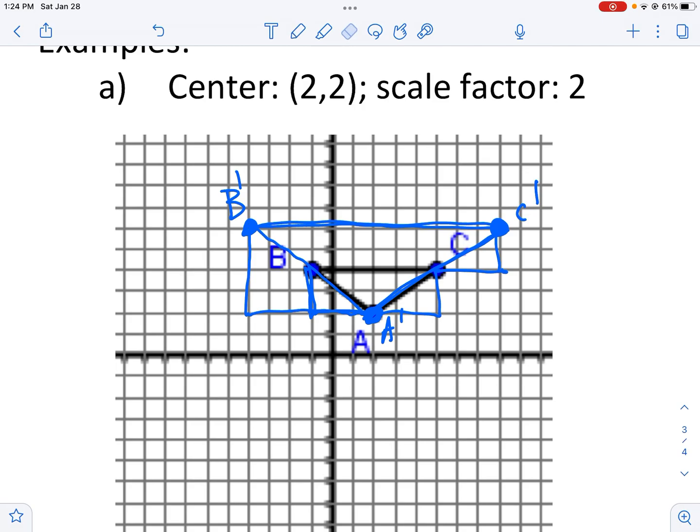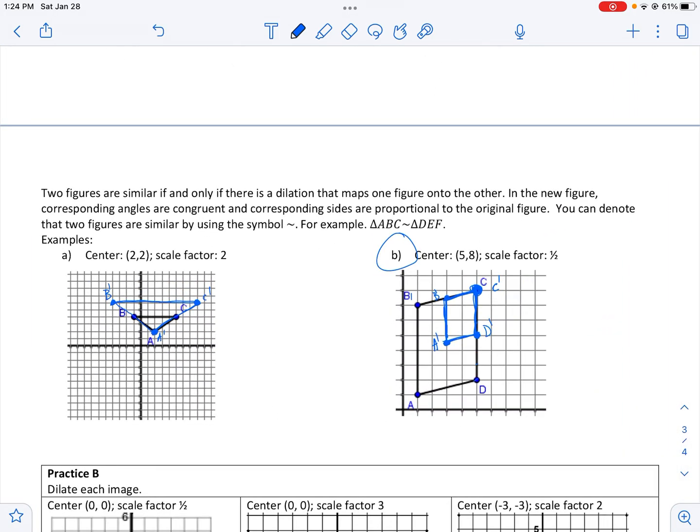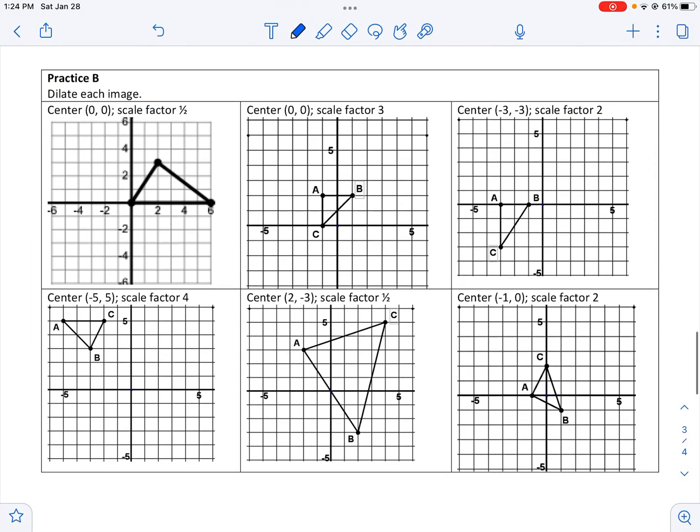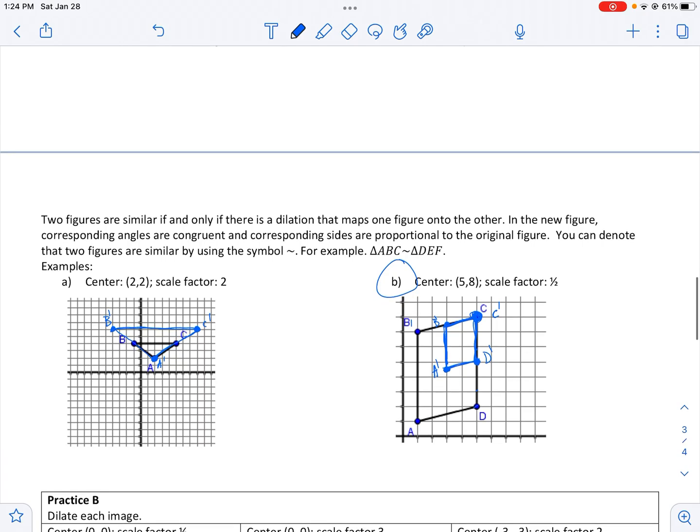So there you go. If I erase all these extra lines, erasing all my work, it's going to look something like that. That's what's going on with the dilations. These ones, you got different centers that you use. You have different scale factors, 4.5 and stuff. But there you go. Dilating shapes. Pretty easy.